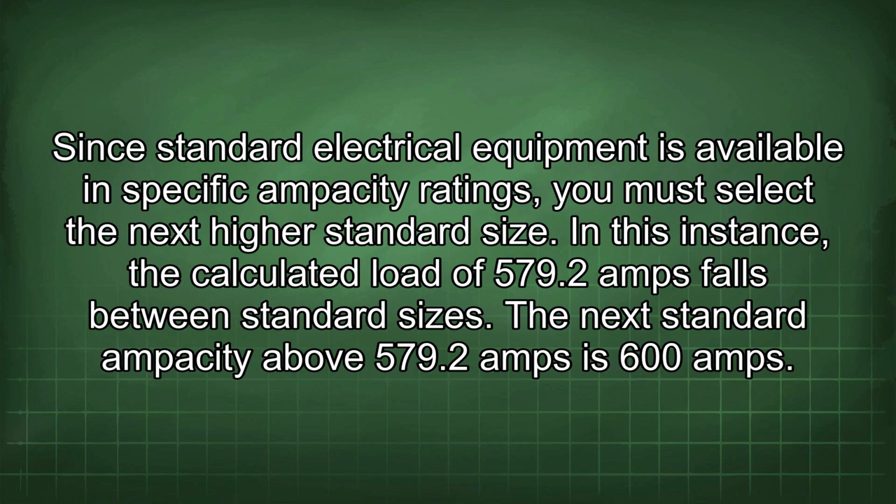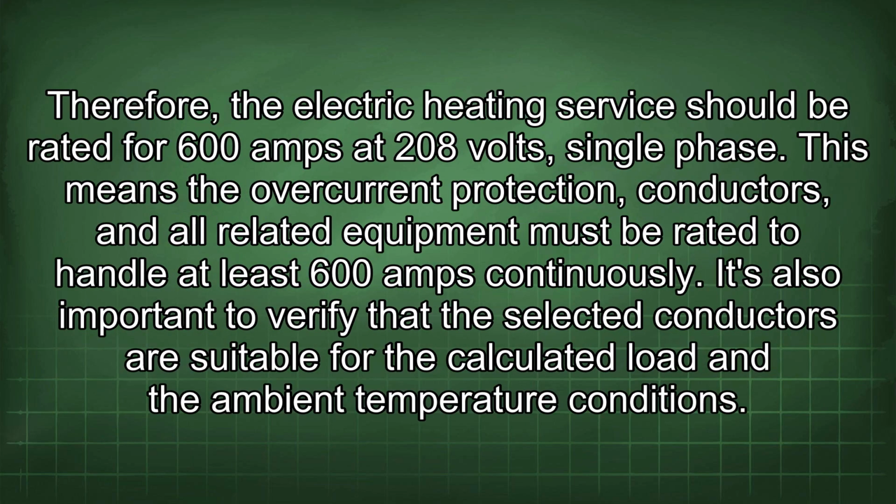In this instance, the calculated load of 579.2 amps falls between standard sizes. The next standard capacity above 579.2 amps is 600 amps. Therefore, the electric heating service should be rated for 600 amps at 208 volts, single phase. This means the overcurrent protection, conductors, and all related equipment must be rated to handle at least 600 amps continuously. It's also important to verify that the selected conductors are suitable for the calculated load and the ambient temperature conditions.